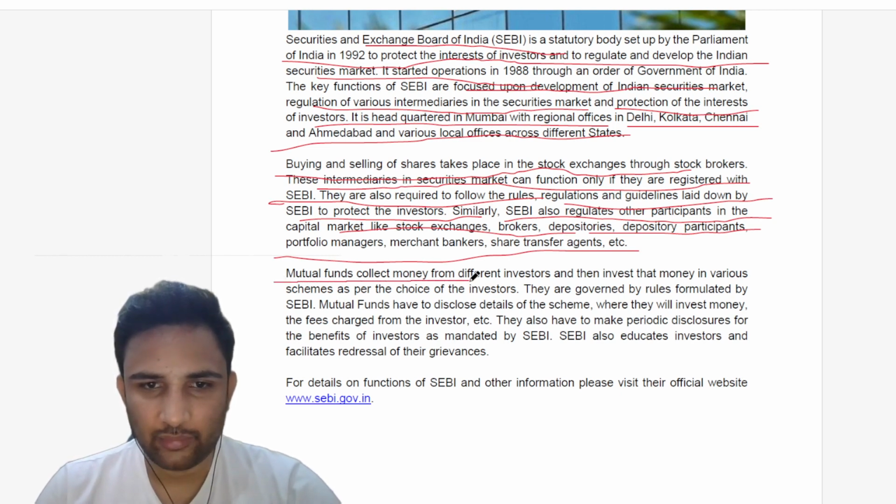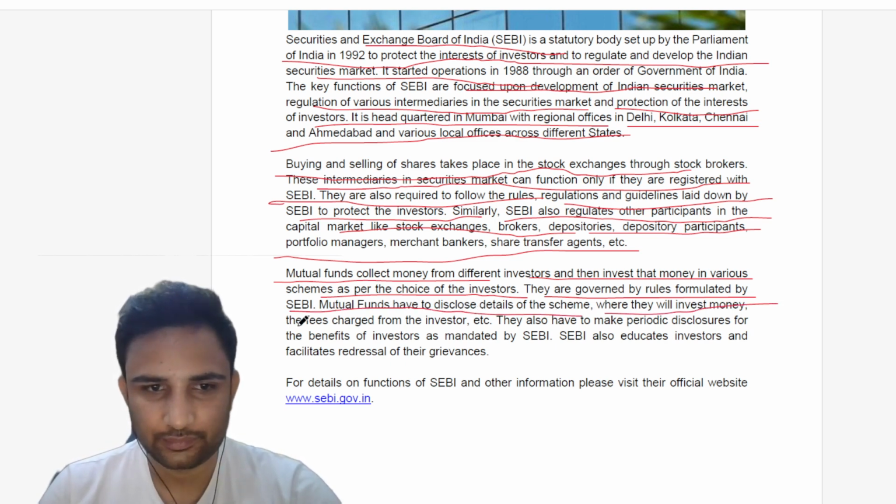The mutual funds collect money from different investors and then invest that money in various schemes as per the choice of investors. They are governed by rules formulated by SEBI. Mutual funds have to disclose details of the scheme where they will invest money, the fees charged from the investor, etc. They also have to make periodic disclosures for the benefit of investors as mandated by SEBI. SEBI also educates investors and facilitates redressal of their grievances.